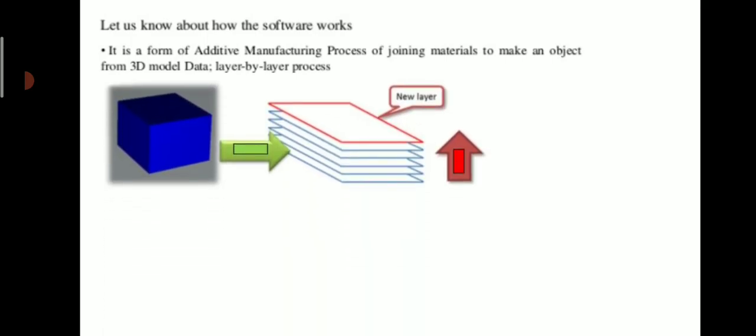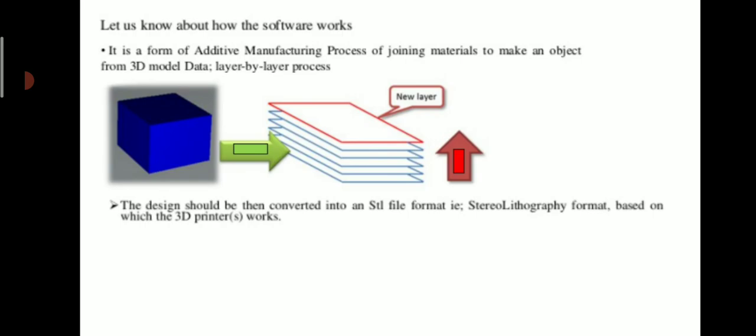Let us know about how the software works in 3D printing. It is a form of additive manufacturing process of joining materials to make an object from 3D model data, layer by layer. So this is a layer by layer process. You will see this 3D model, which is produced by layer manufacturing technology. One layer is on another layer.